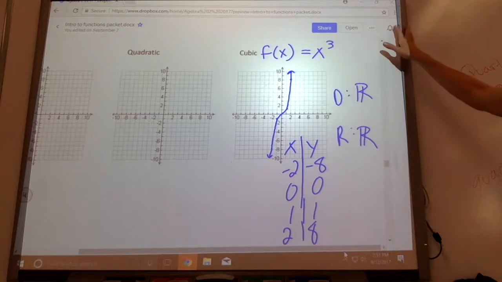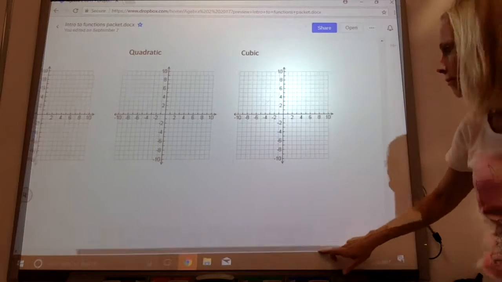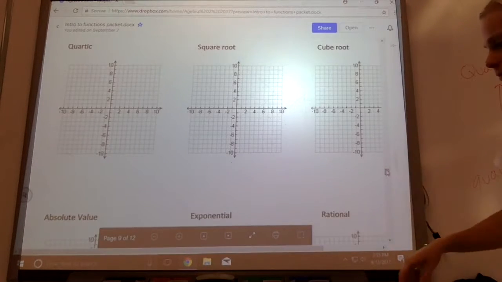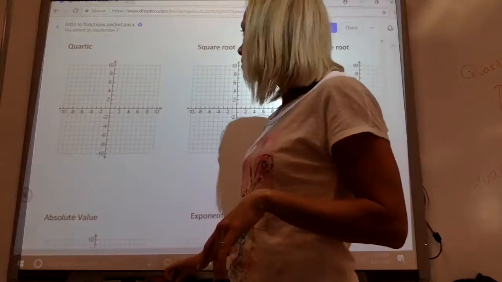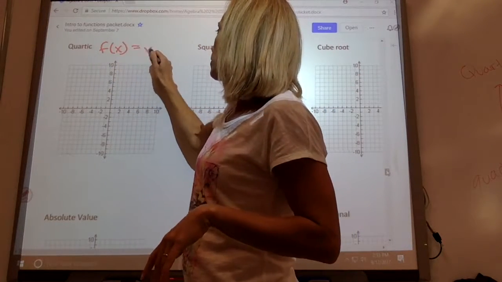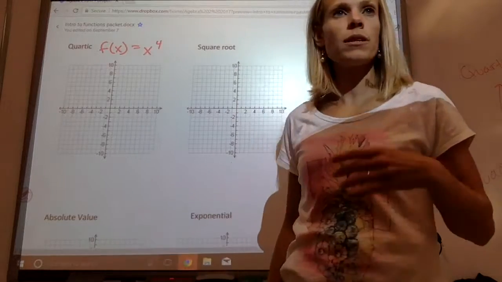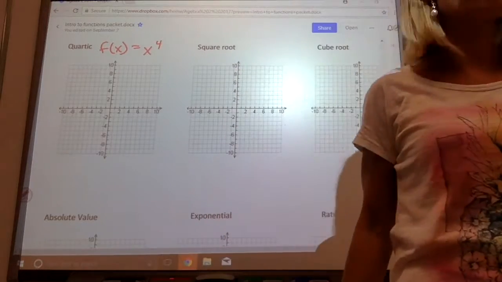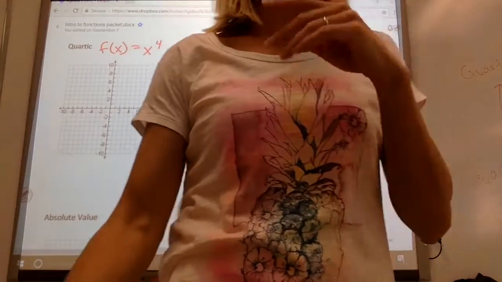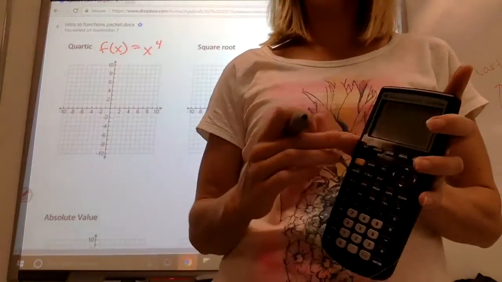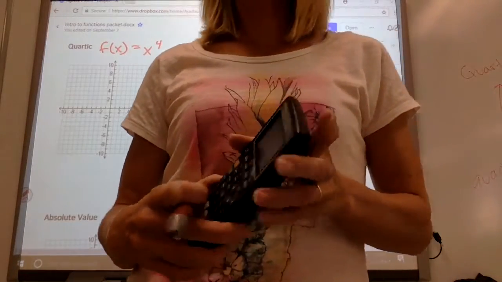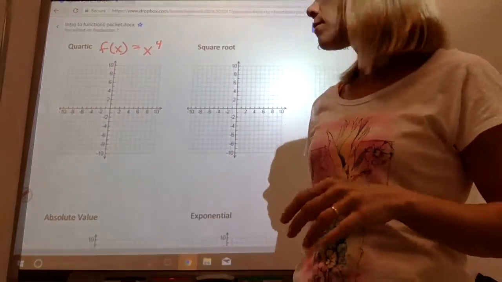Right. Next one is the quartic, and quartic is x to the 4th degree. Right? Quartic, 4 quarters in a dollar, 4 quarts in a gallon, quartic. And this one you have to use the caret. You go to your y equals, clear it out, and you're going to go x caret 4. There is no other 4th degree in there.